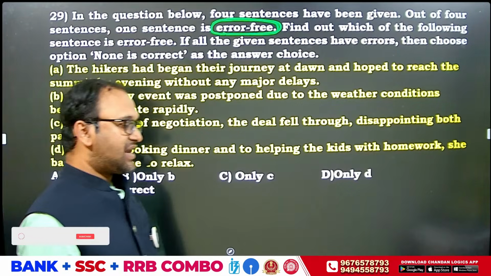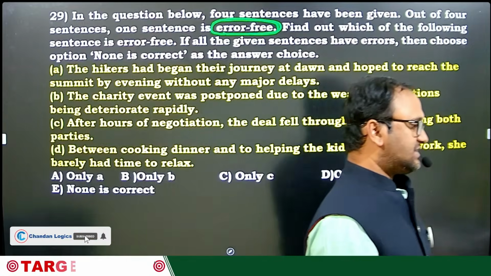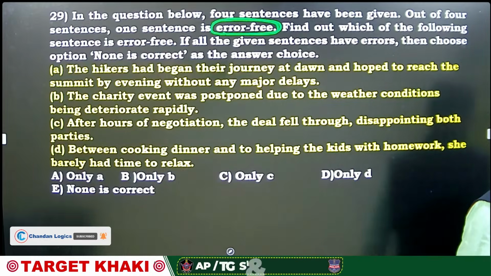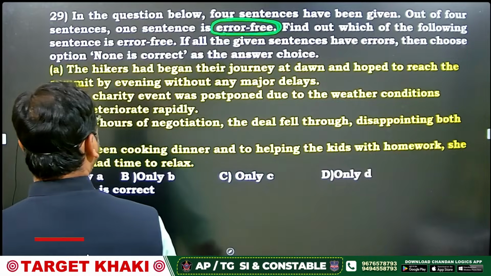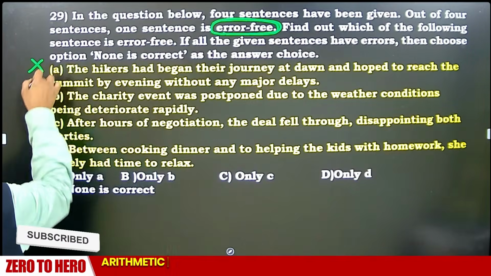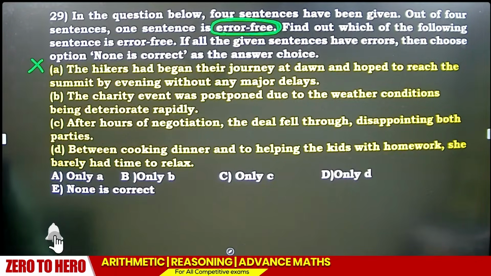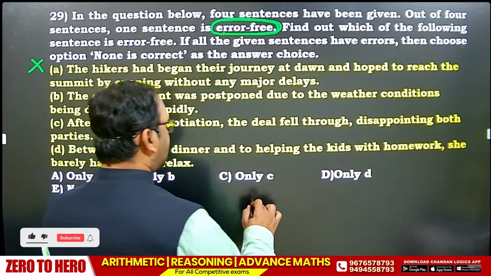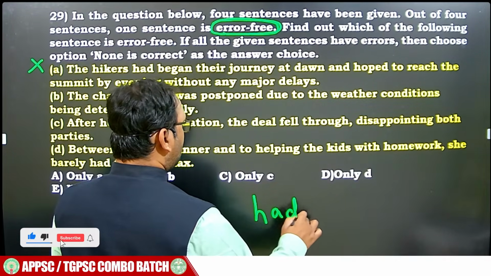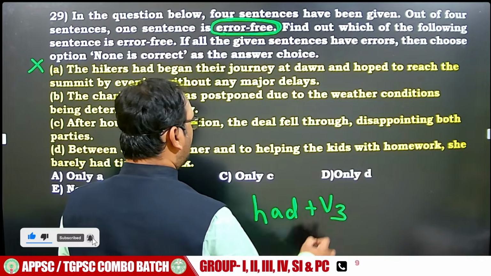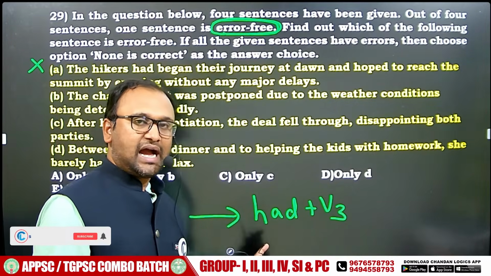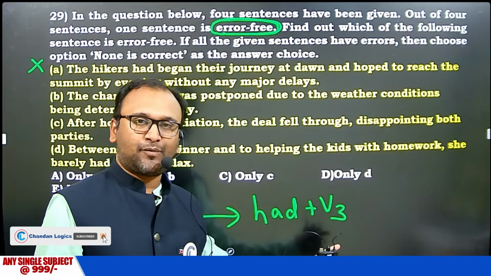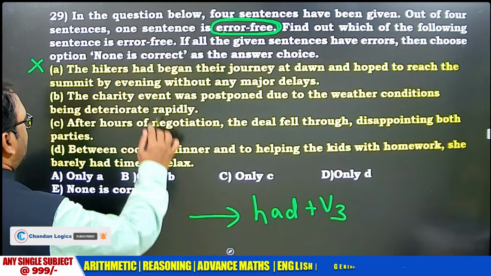There may be 1 correct sentence, 2 correct sentences, 4 correct sentences. Guys, observe option number 1. I'm telling you the first statement is wrong. How? Very simple, basic grammar. If the helping verb is had, the verb must be in V3. What do you think? Had plus V3.